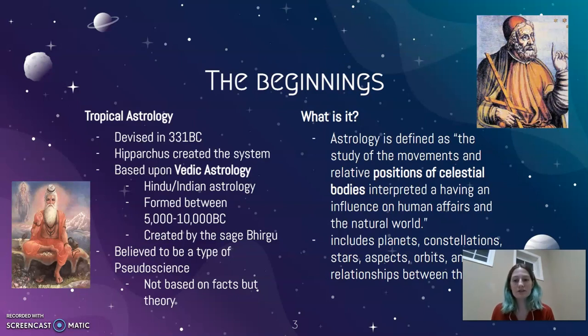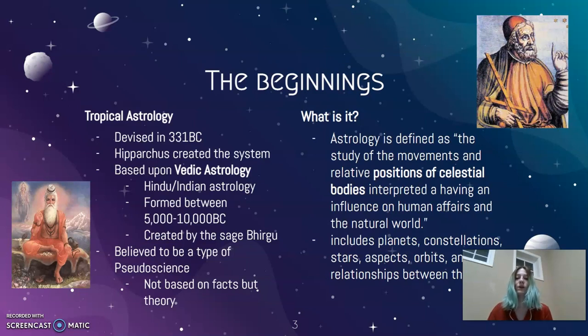But this astrology is based on Vedic astrology or sidereal astrology. That is the original astrology. It is Hindu, or you could say it's Indian astrology. It formed between 5000 to 10,000 BC, which is way longer than 331 BC. It was created by the sage Bhrigu. I'm not gonna go too into depth on Vedic astrology. I might compare and contrast sometimes, but this is focused on tropical astrology. Tropical astrology is also called Western astrology.